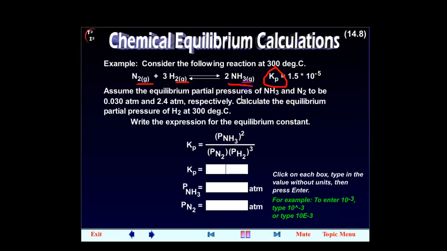All right, so this is your product and this is your reactant. The two reactants come to the bottom. All right, that will give you this expression. So the Kp in this question would be this. Your pressure for ammonia, if you look at the question, is, assuming the equilibrium partial pressures of ammonia and nitrogen to be this and this, respectively. So this will be for ammonia, so this goes right here, and then this goes right here.